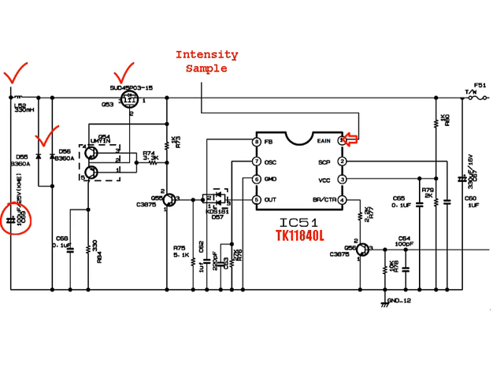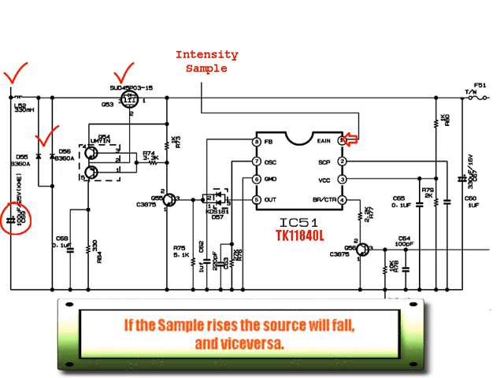This terminal inverts the information, which means that if the sample rises, the source will fall, and vice versa. All this makes sense, since if the lamps conduct more, their internal resistance will be less. Therefore, the sample will become higher, and the source reaction will be getting down a bit of the voltage in order to compensate.